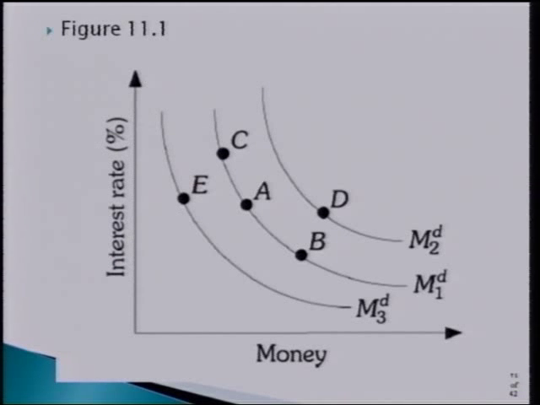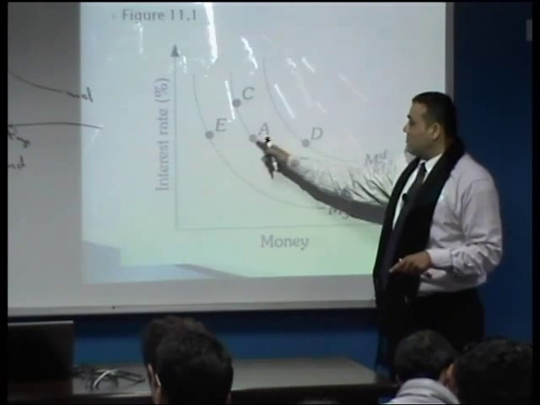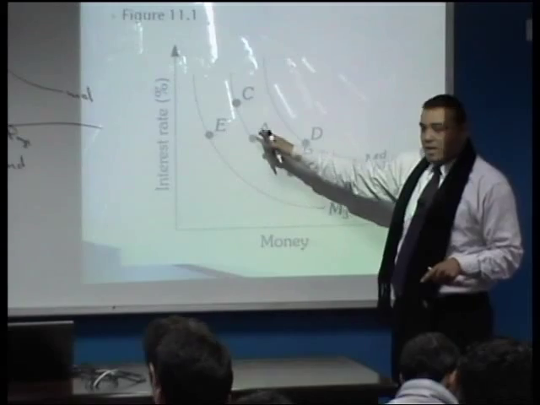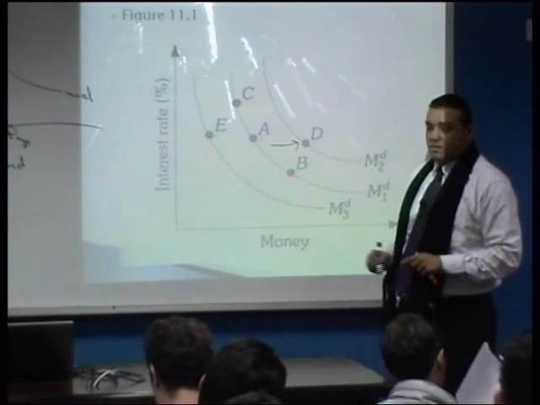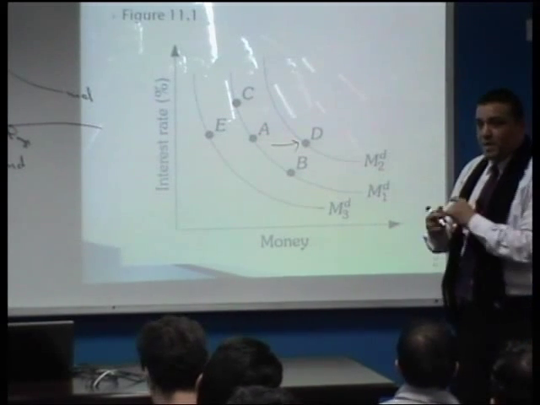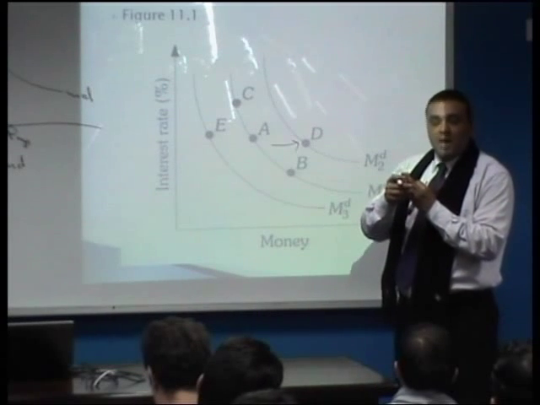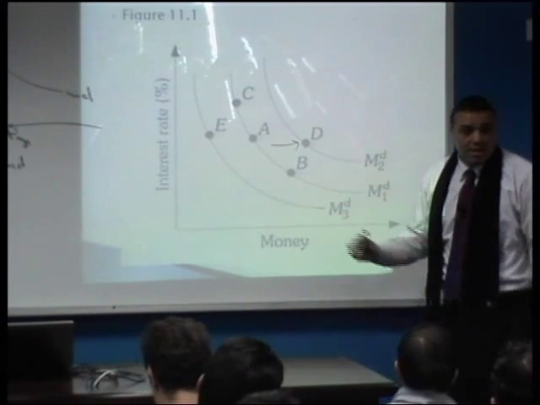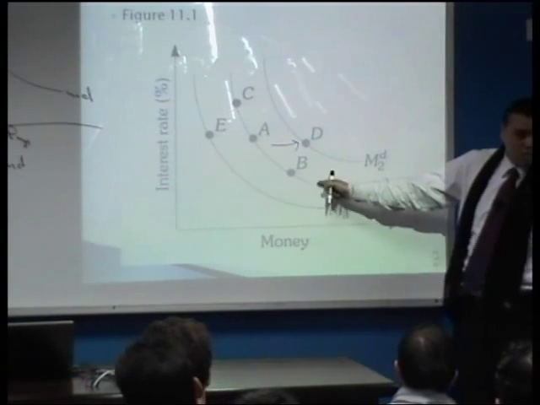Okay, let's go to this diagram. As you see, shifting from A to D, that is, the move from the MD1 curve to MD2, is the result of what? Maybe the price increased, the income increased, or the number of transactions increased, right? This moves it from one curve to another, from MD1 to MD2.